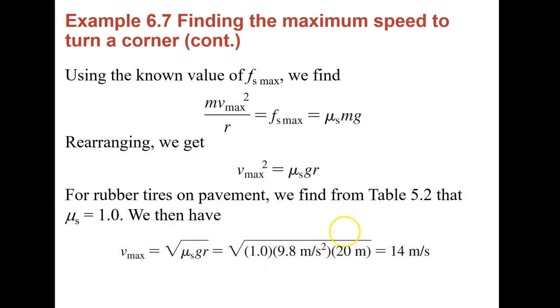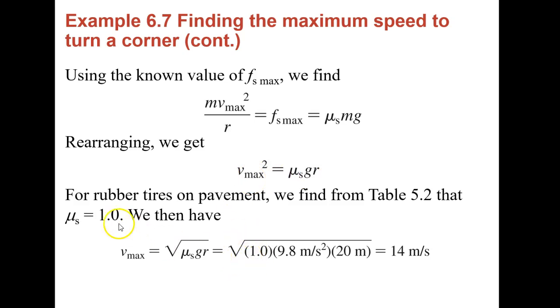So we know Fs max is mass times velocity squared divided by r, which is also equal to the coefficient of friction times mass times gravity. To solve for v max, we just take mv squared over r is equal to mu mg. Rearrange the equation. The masses cancel, so you're left with mu times g times r is equal to your speed squared.